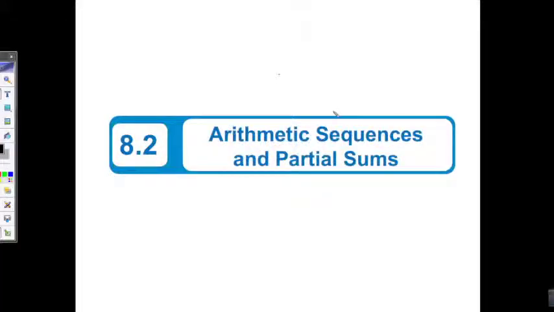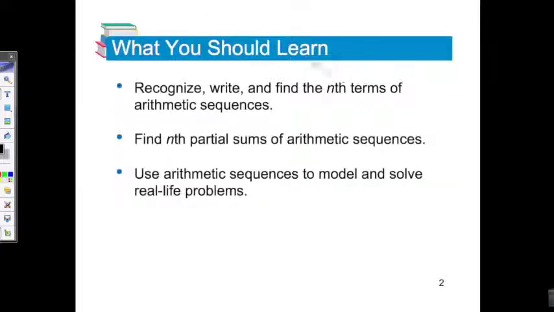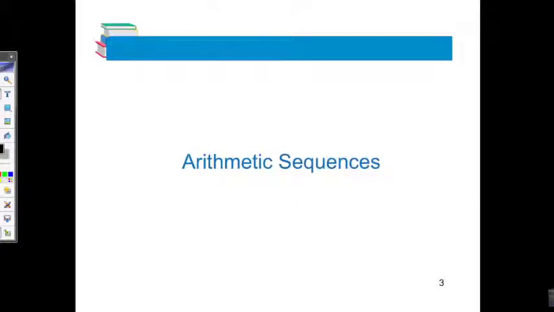8.2. Today we're looking specifically at arithmetic sequences and partial sums. So same type of information as last time, but specified to an arithmetic type sequence. You want to be able to recognize when a sequence is what's called arithmetic, and find partial sums of those types of sequences, which involve a new formula. And that's basically what we're doing.